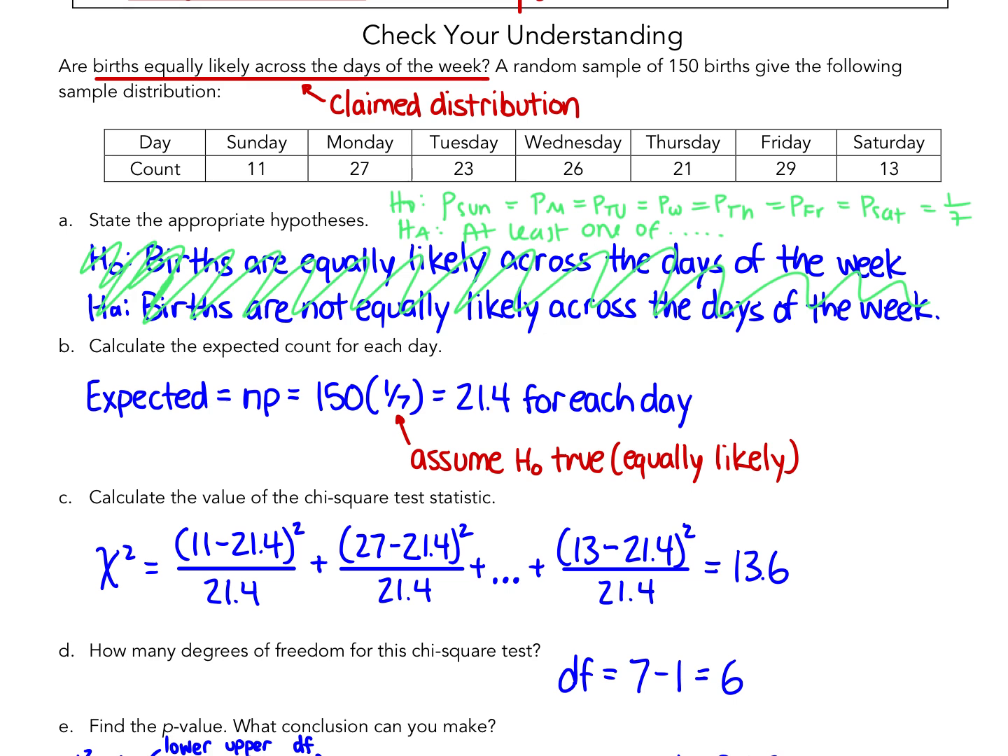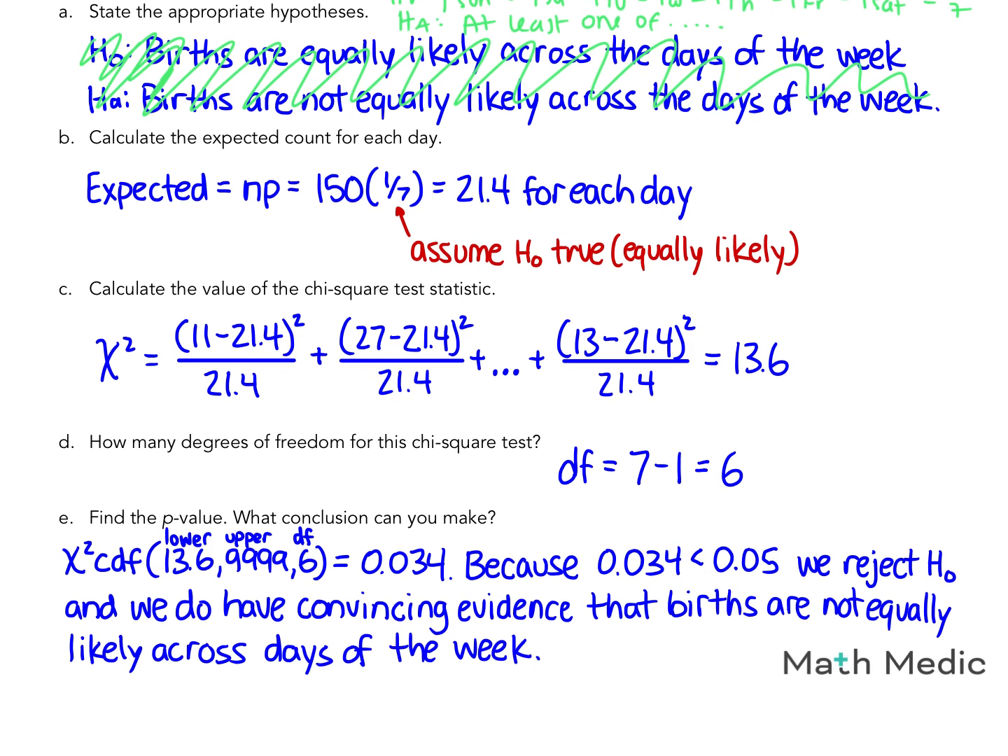All of the expected values are the same. You don't need to write it 7 times. Take our sample size of 150 and multiply by 1/7. So the numbers in the table we do not use until we're ready to calculate our test statistic. So you should have put all of the observed values in list 1. In list 2, you should have just put 21.4 a whole bunch of times. There are 6 degrees of freedom. And we get a p-value of 0.034.